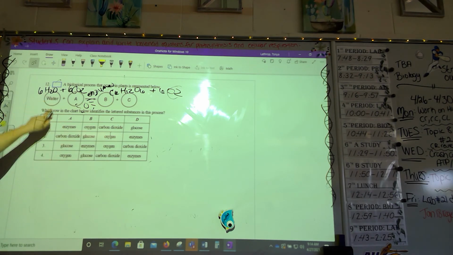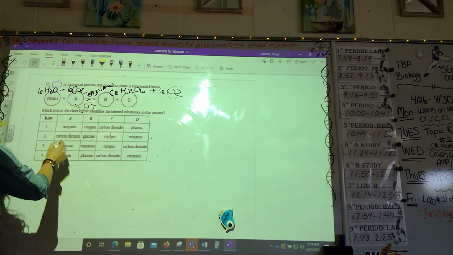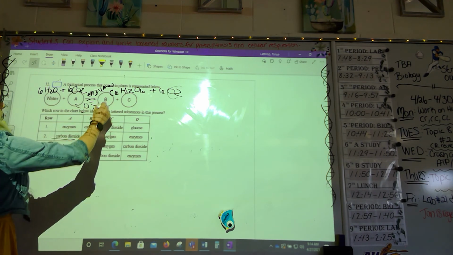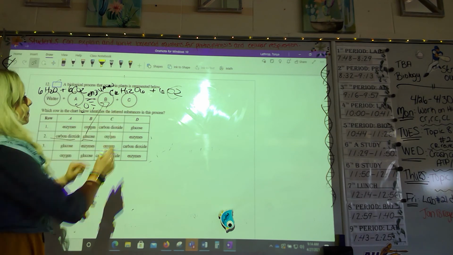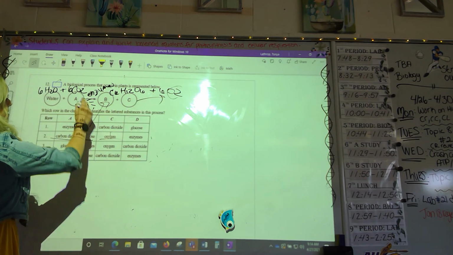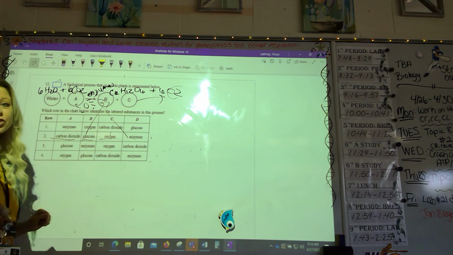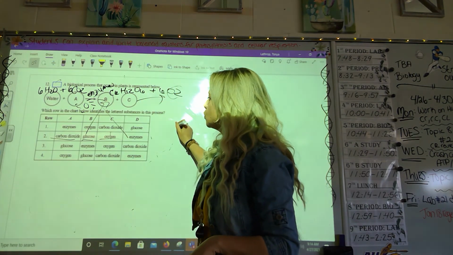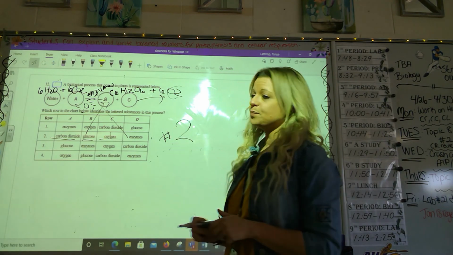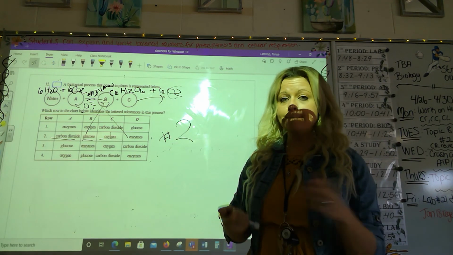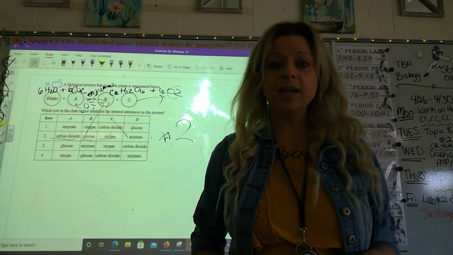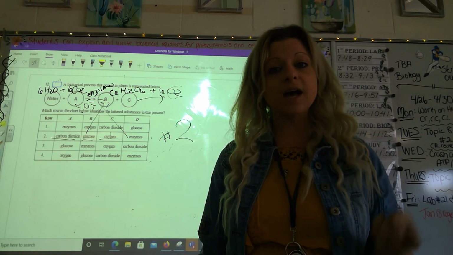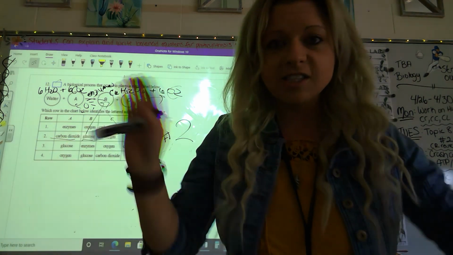So A would have to be carbon dioxide, right? B could be my glucose, okay? C would be my oxygen, and D would be enzymes. Every chemical reaction needs enzymes, so my answer for number 12 is 2. All right, so make sure this lab is fully completed and turned in by Friday. You have an exam on Thursday, and I hope to see you guys soon.